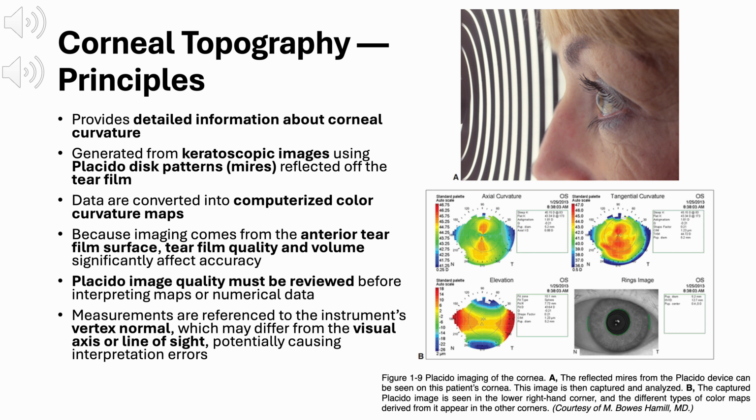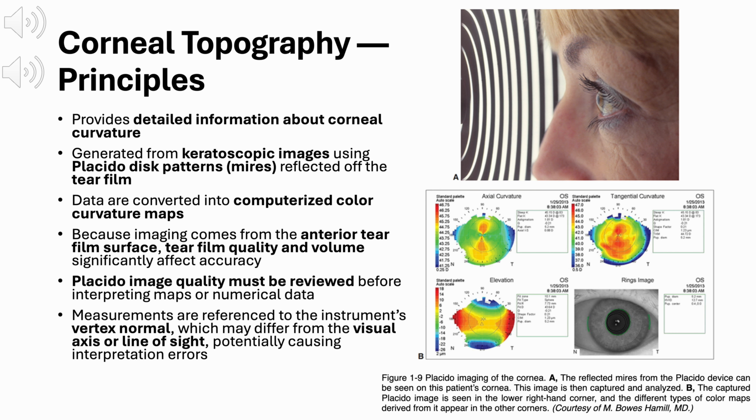Because this imaging depends on reflections from the anterior tear film surface, tear film quality and volume matter a lot. An unstable or irregular tear film can significantly affect accuracy, which is why topography can look abnormal in dry eye even when the cornea itself is normal. For that reason, the raw Placido image quality always needs to be reviewed before interpreting curvature maps or numerical values. Poor ring capture or distorted mires can make the data unreliable.